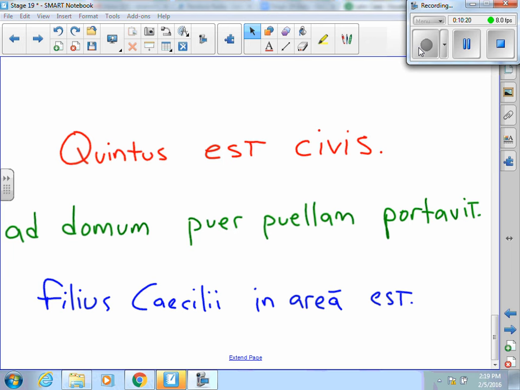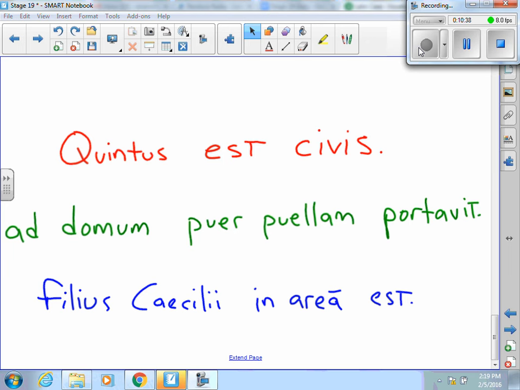Domum is accusative, and ad domum, it is accusative because it is the object of the preposition ad. Puer, nominative, being used as a subject. Puellam, this is also accusative, no preposition with it, so it's going to be the direct object. Portavit is our verb. Translation: the boy carried the girl to the house.